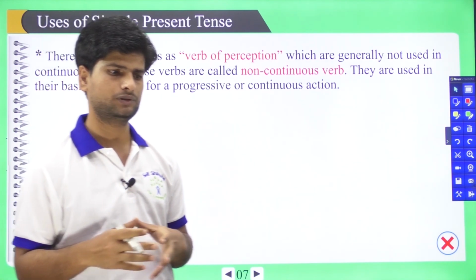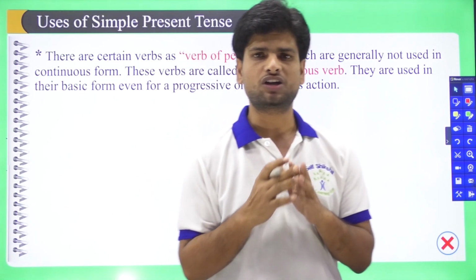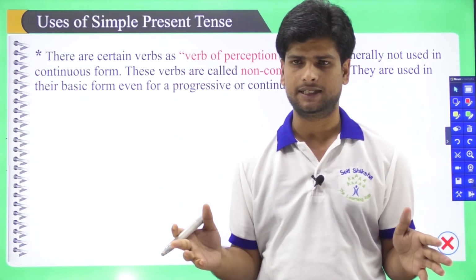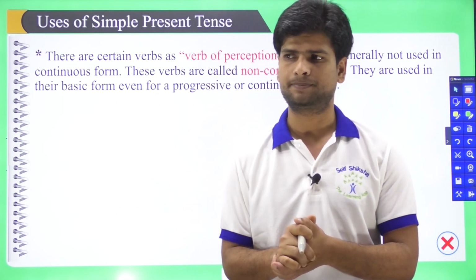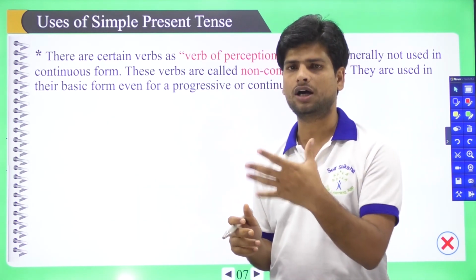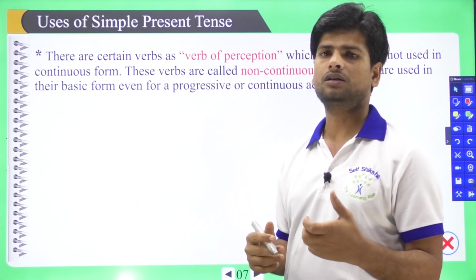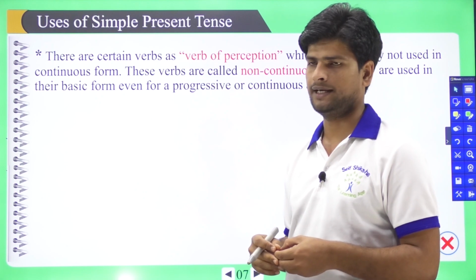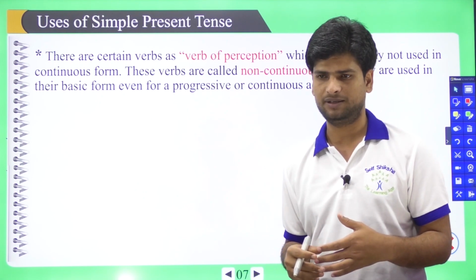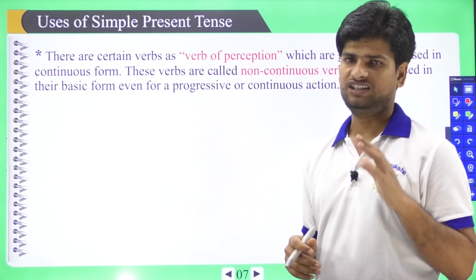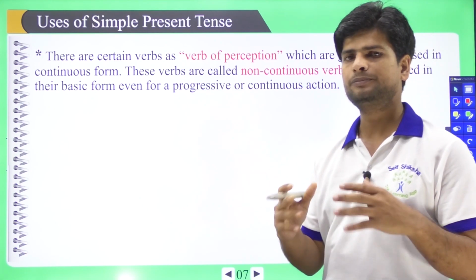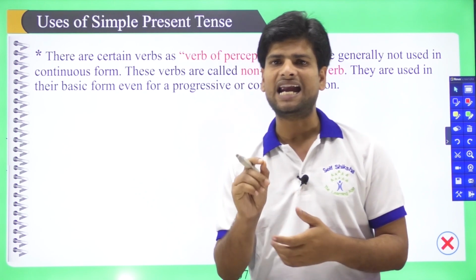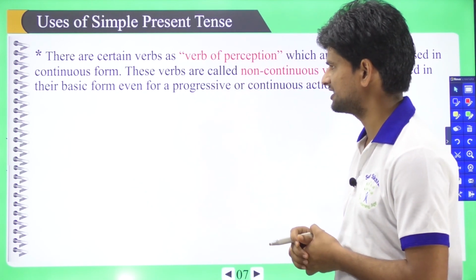कुछ ऐसे verbs होते हैं जो आपको continuous form में इस्तेमाल नहीं किए जाते हैं. That's why these verbs are called verbs of perception. Actually होता क्या है इसमें, जो आपके sense organs होते हैं उन sense organs से जो action perform किया जा रहा है, which is not visible in most of the cases. So the verb that denotes that action is supposed to be the verb of perception.